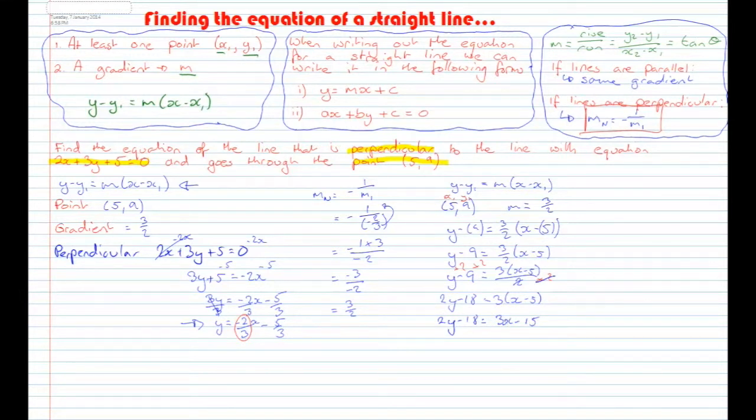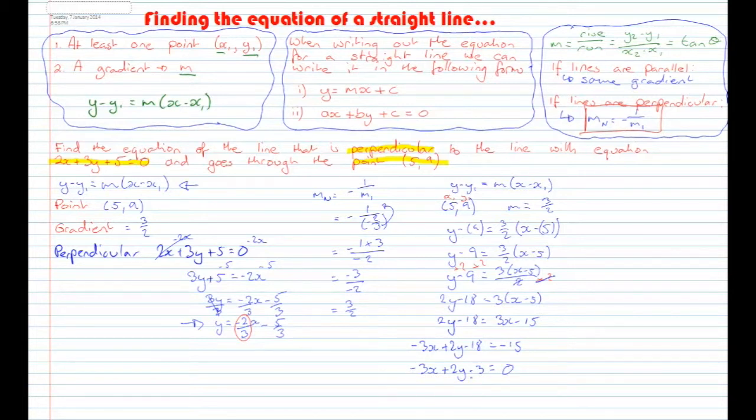And let's rearrange it to make it ax plus by plus c equals 0 form. So negative 3x plus 2y minus 18 is equal to negative 15 when I subtract 3x from both sides. And add 15 to both sides now. Negative 3x plus 2y plus 15 minus 18 gets us negative 3, which is equal to 0.